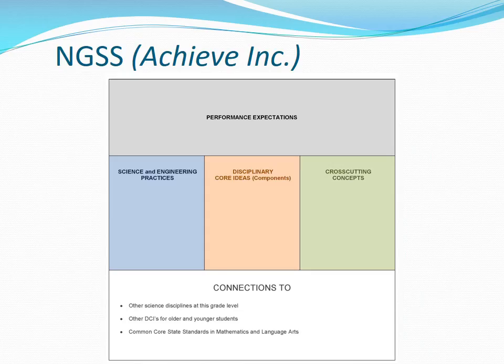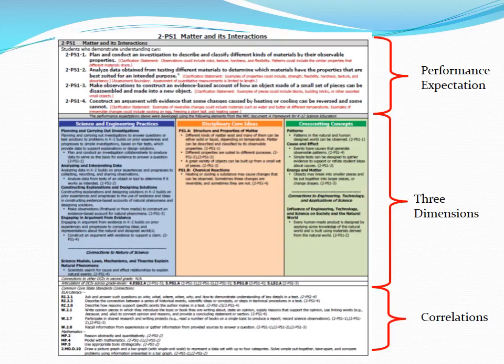Okay, now we get to the structure of the Next Generation Science Standards. The standards are set up so that there are three portions that you need to be aware of. I'll roughly call them the top part, the middle part, and the bottom part. But to give them a more concise name, the top part here is called the performance expectation, the middle part is the three dimensions, and the bottom part is the correlations.